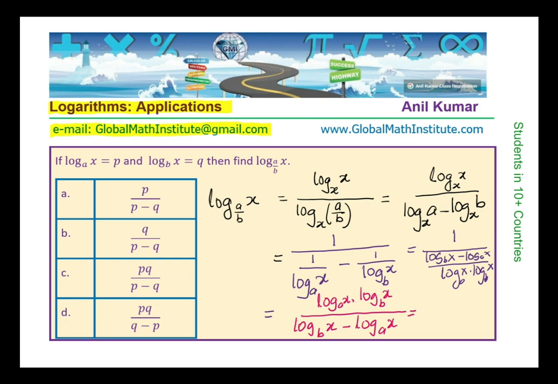Now you can substitute these values, right? These two, and get the result. So the numerator, product of p and q is what we get. And in the denominator, b is the base, and so q minus p, correct? So q minus p is the option D for you. So that becomes the answer for this particular question.